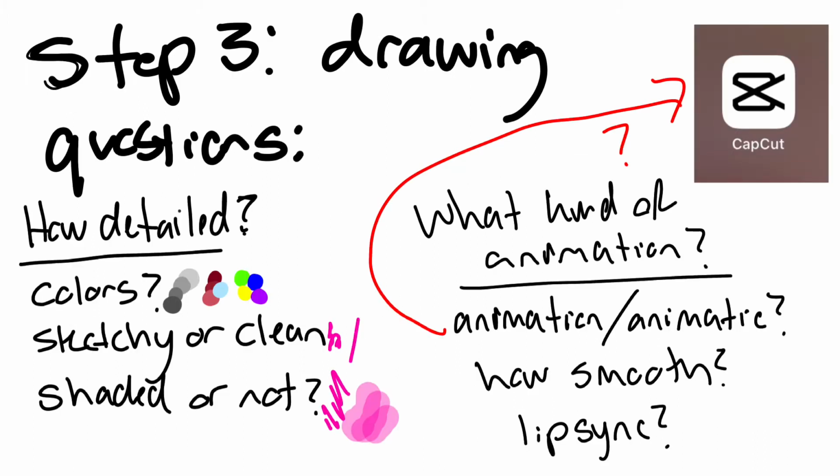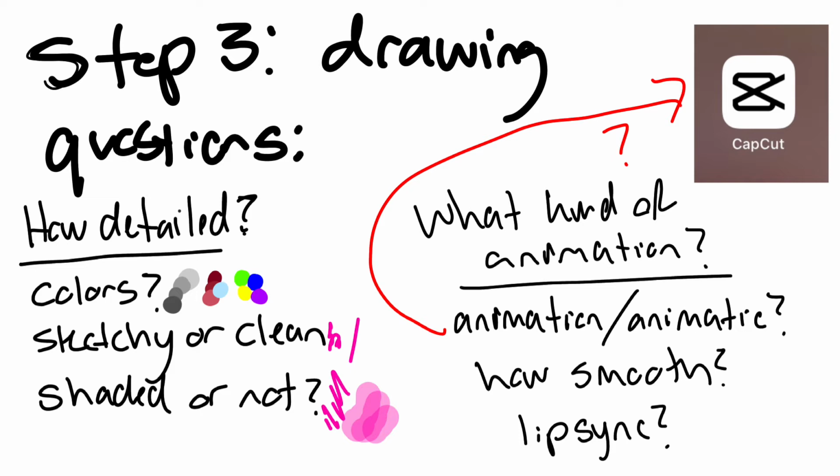Next step is your drawing. Now, there are a couple questions you want to ask yourself before you start drawing. First of all is your style and your details. How many details do you want in your drawings of your animations? What do you want your colors to be? Do you want it to be grayscale, have some color scheme, or fully colored? Do you want it to be sketchy or clean line art? Do you want your characters to be shaded or not? These are some questions that you should figure out before starting your animation so that you don't end up changing styles too many times, unless that's your goal.